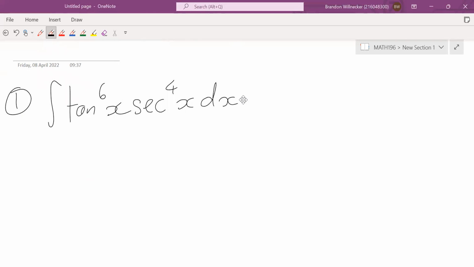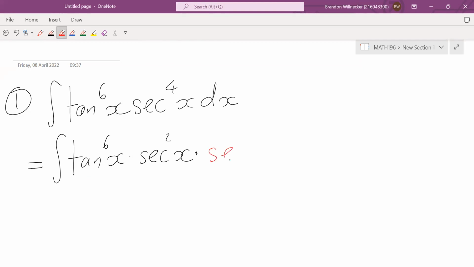Okay, so what we can do is notice that the power of sec is even. We've got sec to the 4. So if we factor out one of those sec squareds, we can write this as the integral of tan to the 6x times sec squared x, and then we factor that out.